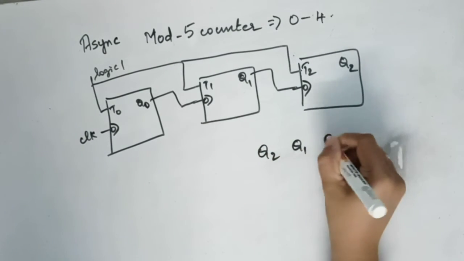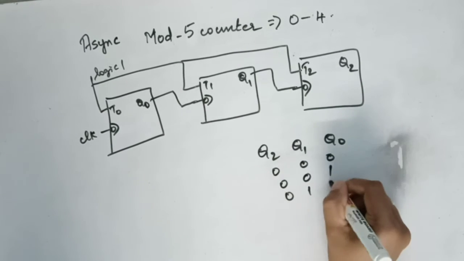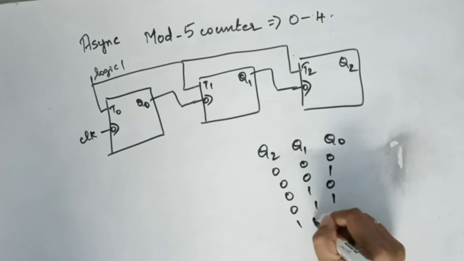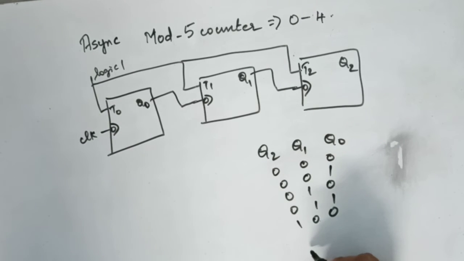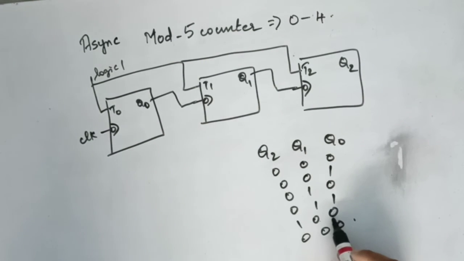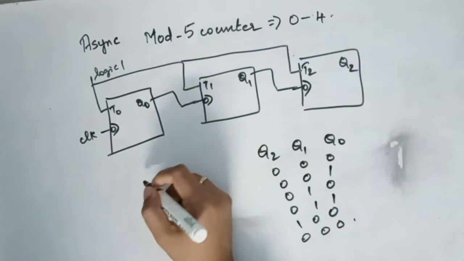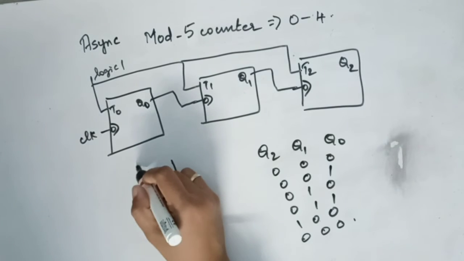Q2, Q1, Q0: 000, 001, 010, 011, 100. After that, next clock pulse, it should go to 000. It should not go to 5, it should go to the initial state 0. So after 4, if 4 should display, 5 should not display. So when 5 comes, 5 means what?